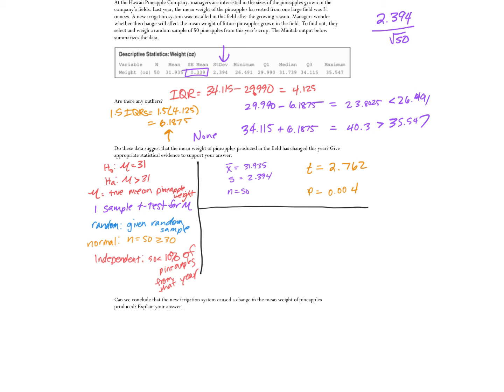Any questions? All right. So, guys, what's our conclusion? Since 0.004 is less than 0.05, we can reject the null hypothesis. And if I reject the null hypothesis, how many hypotheses do I have left? I only have one hypothesis left, okay? So therefore, we can conclude the true mean weight of pineapples has increased.